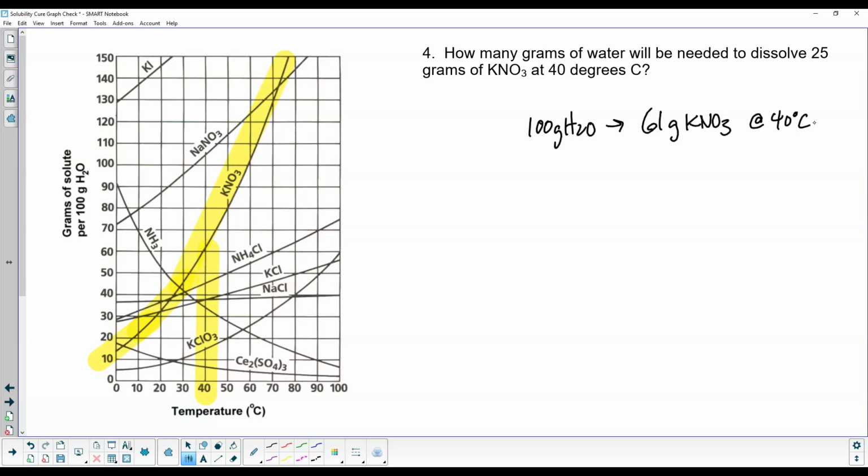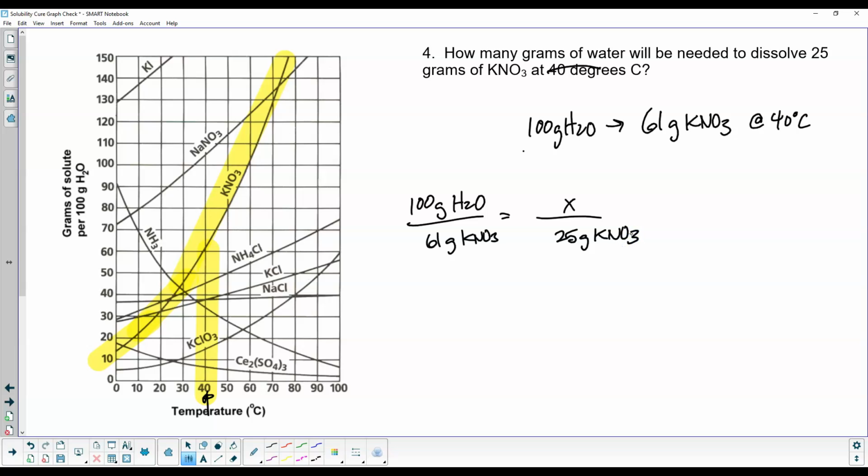So how I would go about doing this, I would put the water on top if I'm solving for the water. So I know for every 100 grams of water, there are 61 grams of potassium nitrate. Once again, I'm not going to put 40 in my problem because that 40 was only to read the graph. And I want to know the mass of water because I want to know how many grams of water would dissolve 25 grams. So it's basically the same thing.